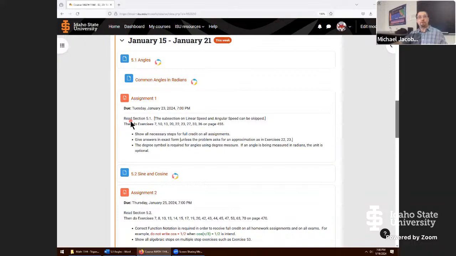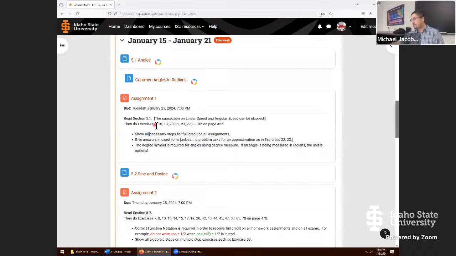It says, read section 5.1. I put this in the description of the assignment as well. We don't necessarily cover everything out of the book. And if there's any time a topic that we're not going to cover directly, I'll mention that, usually in brackets. We're not covering the linear speed, angular speed topics. They're actually pretty interesting, but our course will never, ever talk about them again. Didn't seem like the best use of class time.